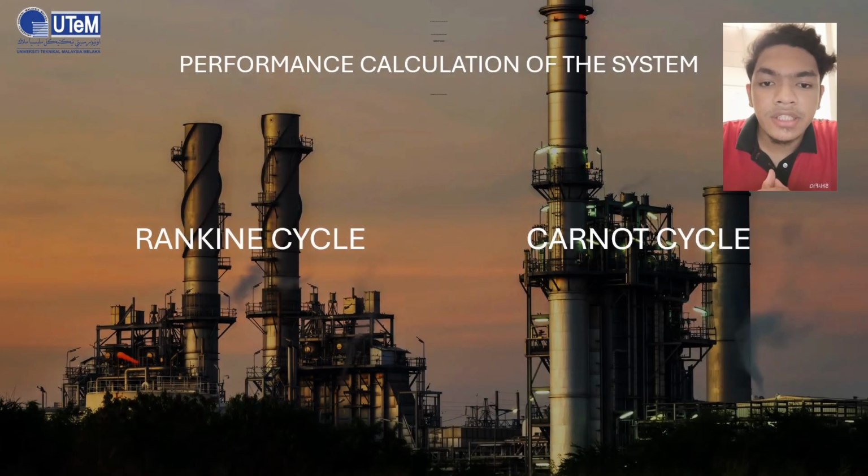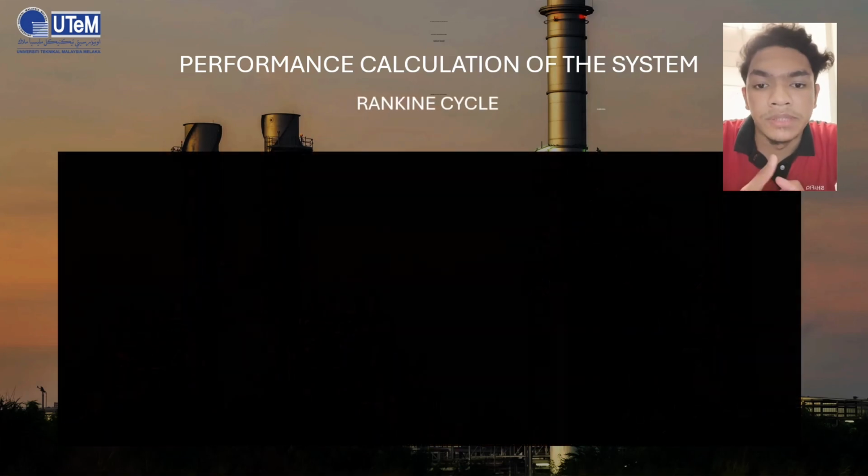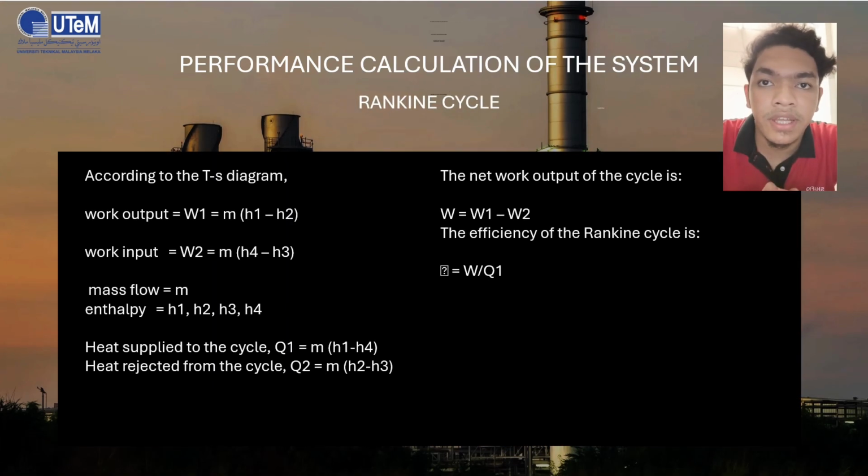Okay, for the calculation of performance, here we go to the Rankine cycle first. We can find the work output and work input using the formula given, and we can also find the heat supplied to the cycle and heat rejected from the cycle using the formula given. From that, we can find the net work output of the cycle, and we can find the efficiency of the Rankine cycle.